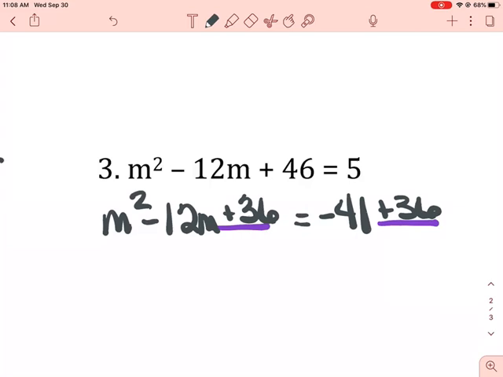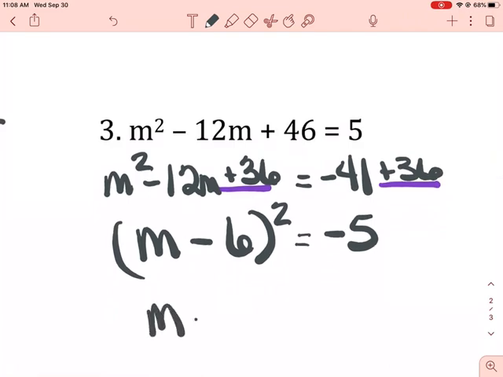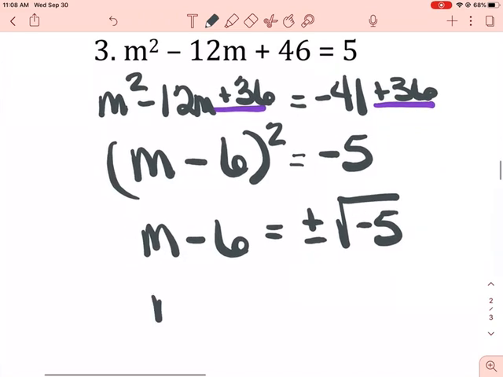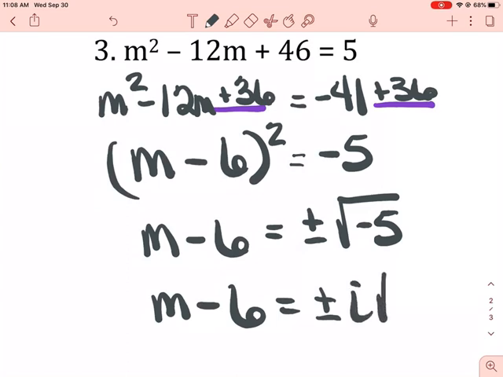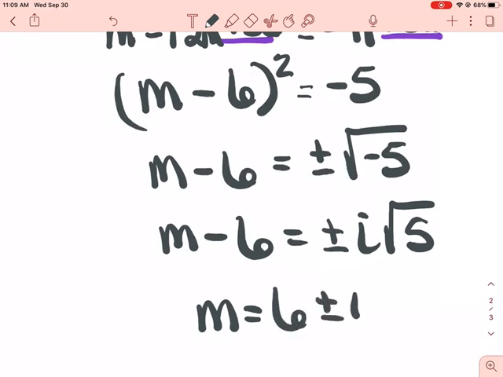That's negative 5. So we're going to factor. We square root both sides. We'll take out the i, and add the 6.